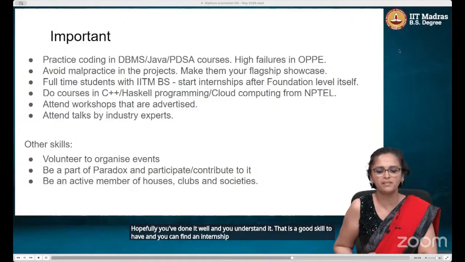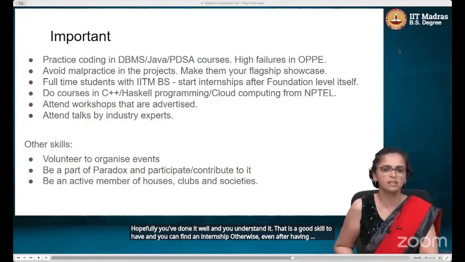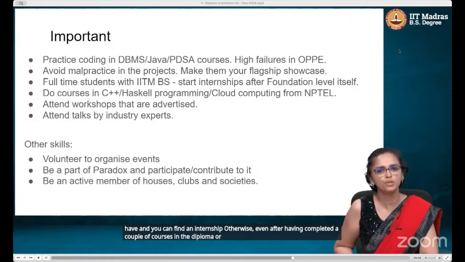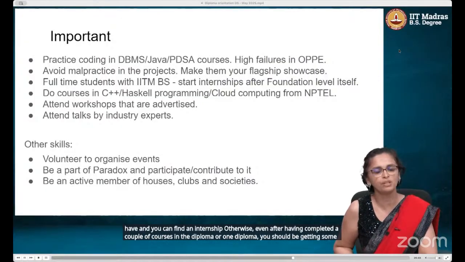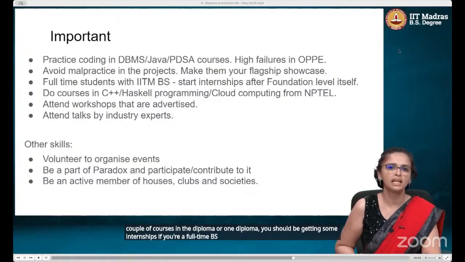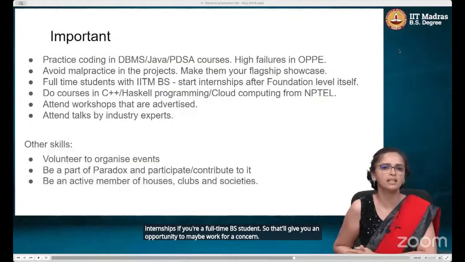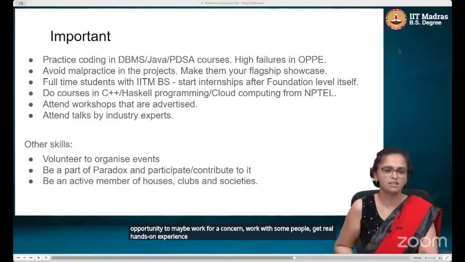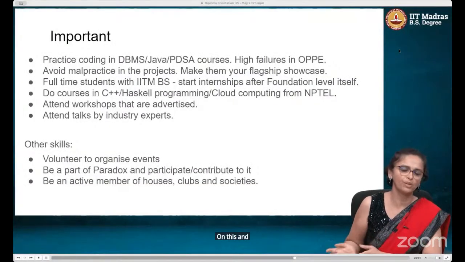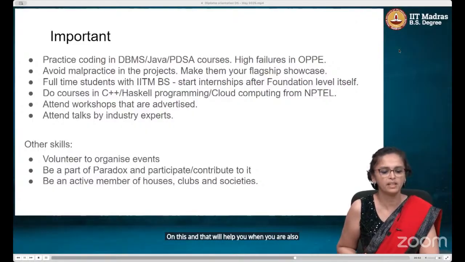Otherwise, even after having completed a couple of courses in the diploma or one diploma, you should be getting some internships if you're a full-time BS student. That will give you an opportunity to work for a concern, work with some people, and get real hands-on experience, and that will help you when you're going into your degree level.